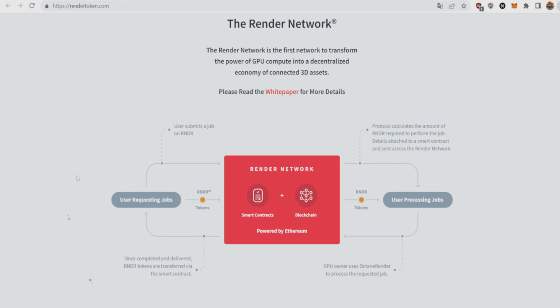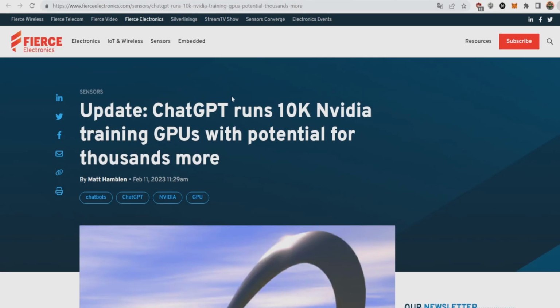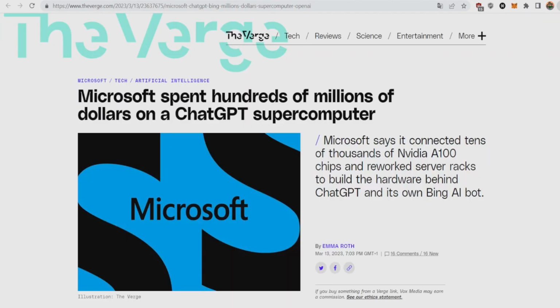So why is this computing power so important right now? Because one major thing is that computing power will be needed for AI. We already saw that with ChatGPT, which runs on tens of thousands of NVIDIA training GPUs with the potential of thousands more. But not only ChatGPT, also Microsoft spending hundreds of millions of dollars on a ChatGPT supercomputer.